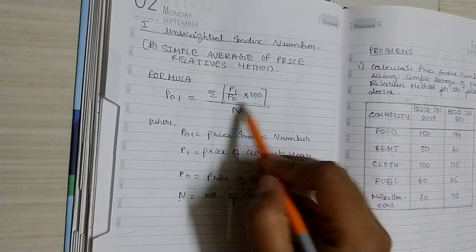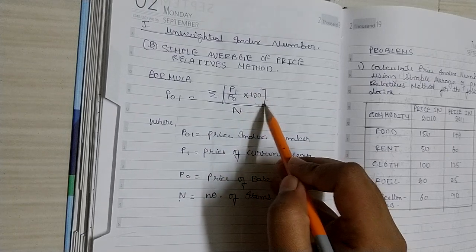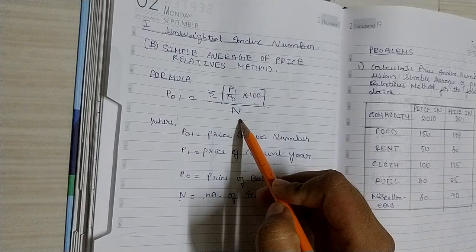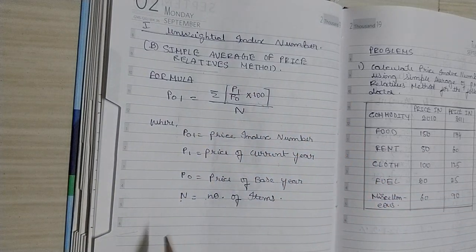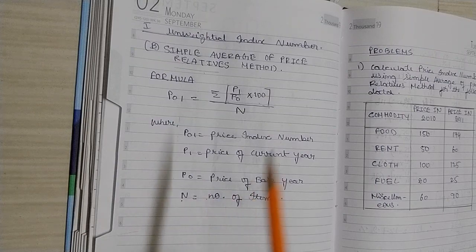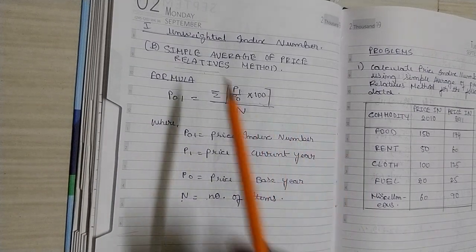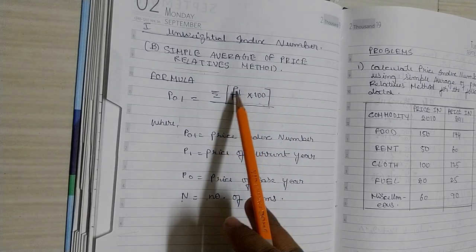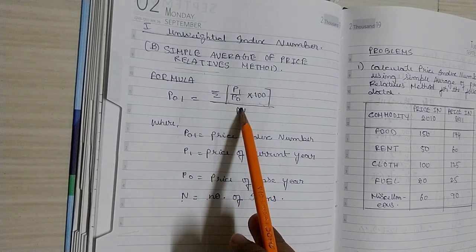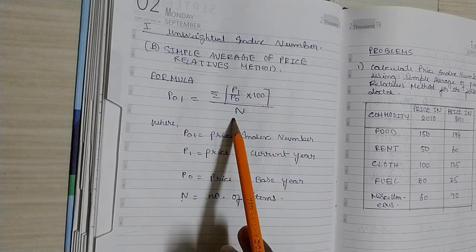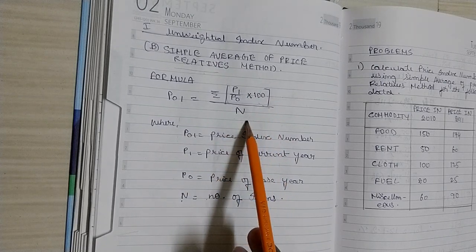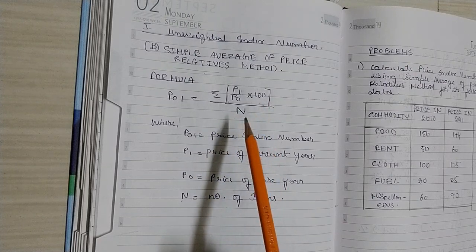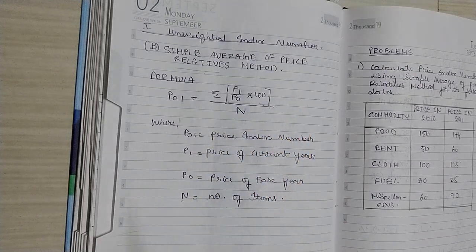Taking the average of these price relatives is the second method. How do you take the average? You take the total of this and divide it by the number of observations. So, the second method of problems under unweighted index numbers is the simple average of price relatives method. What is the formula for that? Summation P1 divided by P0 into 100 in a whole divided by N. N is the total number of items.